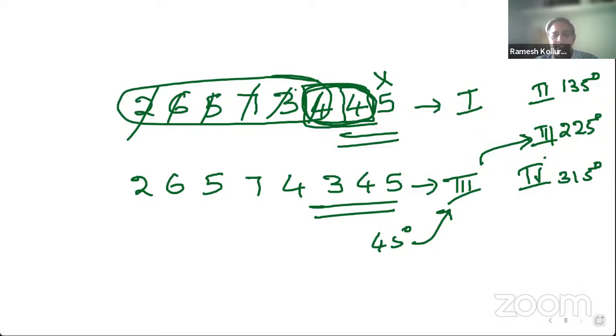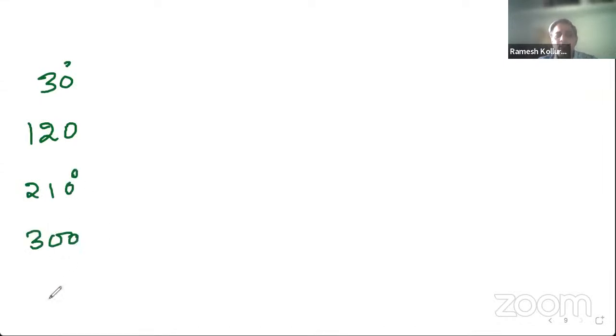Now, in the same way, can we do something for 30 and 60? Now let us see for 30. So 30, 120, 210, 300. Correct? And so on and so forth when you are adding 390 and so on.